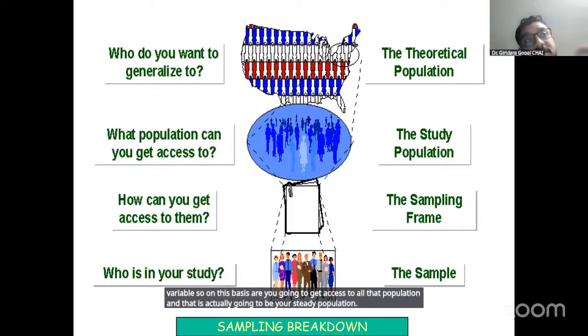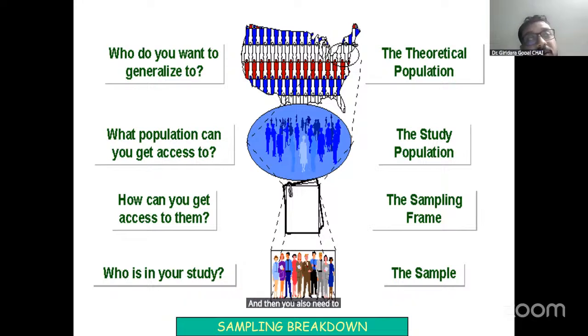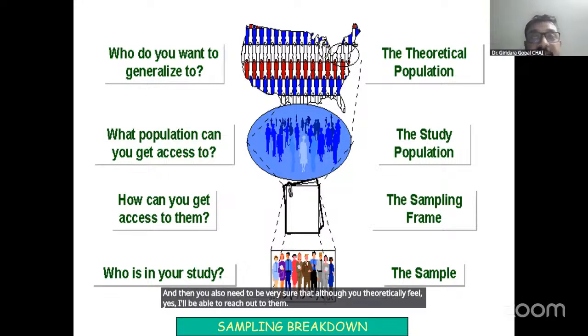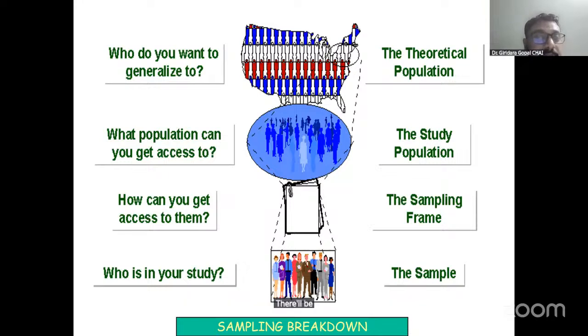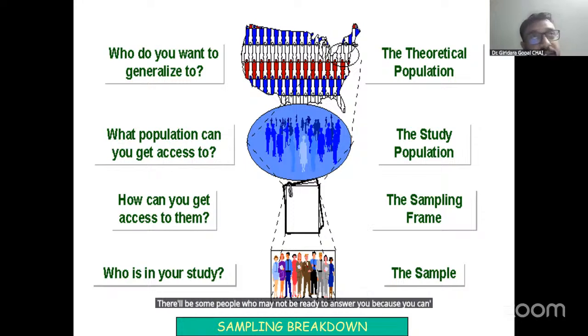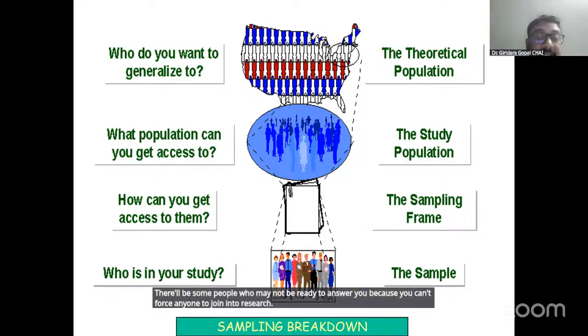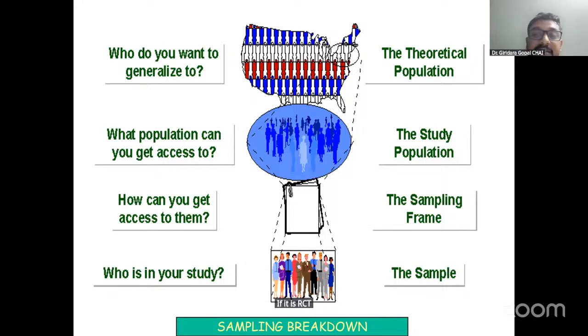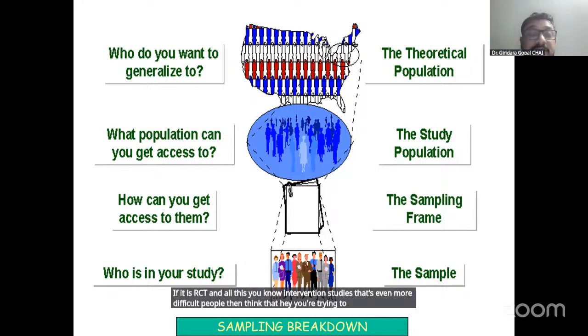And then you also need to be very sure that although you theoretically feel, yes, I'll be able to reach out to them, there'll be some people who may not be ready to answer you because you can't force anyone to join into research. If it is RCT and all this, intervention studies, that's even more difficult. People then think that, hey, you're trying to give us vaccines, you're trying to give us drugs, and then there is a whole body of resistance to it.